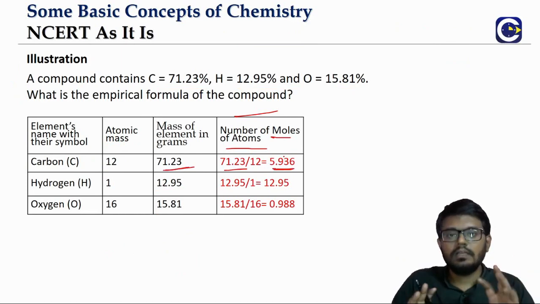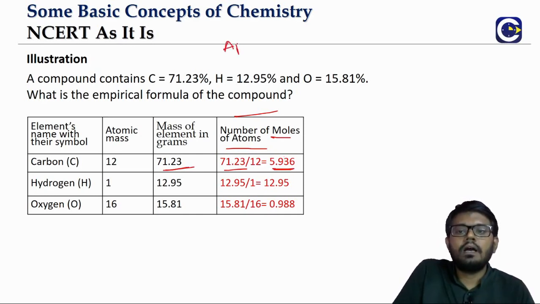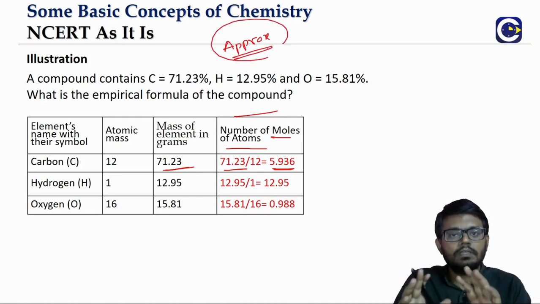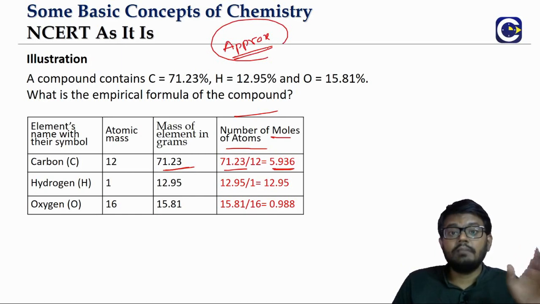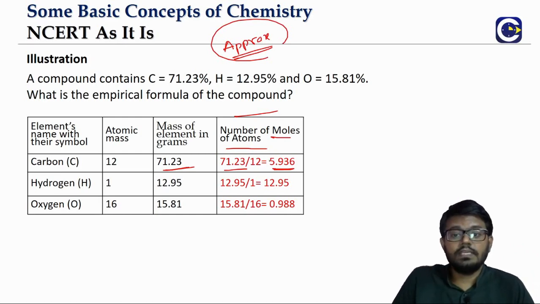Of course, some amount of math rigor will be required. But the beauty is that in these questions we will be able to do some easy approximations, because at the end of the day the empirical formula or molecular formula will be in terms of simple whole number values. So we can do a good amount of approximations and still get the answer correctly. So 71.23 by 12 will be approximately 5.936. 12.95 by 1 means we can say 12.9.